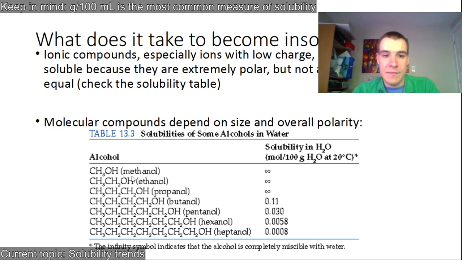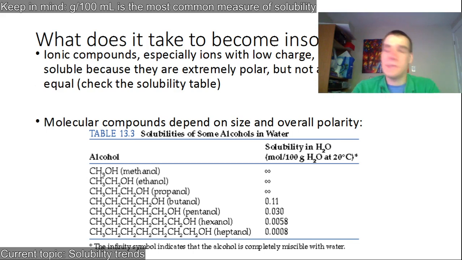This is alcohol, just alcohol in general. Tell me what trend you see. This is 1 carbon, 2 carbon, 3 carbon, 4 carbon, 5 carbon. Here's the solubility in moles per 100 grams rather than grams per 100 mils. So what do you see? Obviously, you can see that as we go up in carbon number, the more carbons we add, the less soluble it gets. And in fact, the first three, methanol, ethanol, and propanol, are all infinitely soluble, so they're miscible with water.